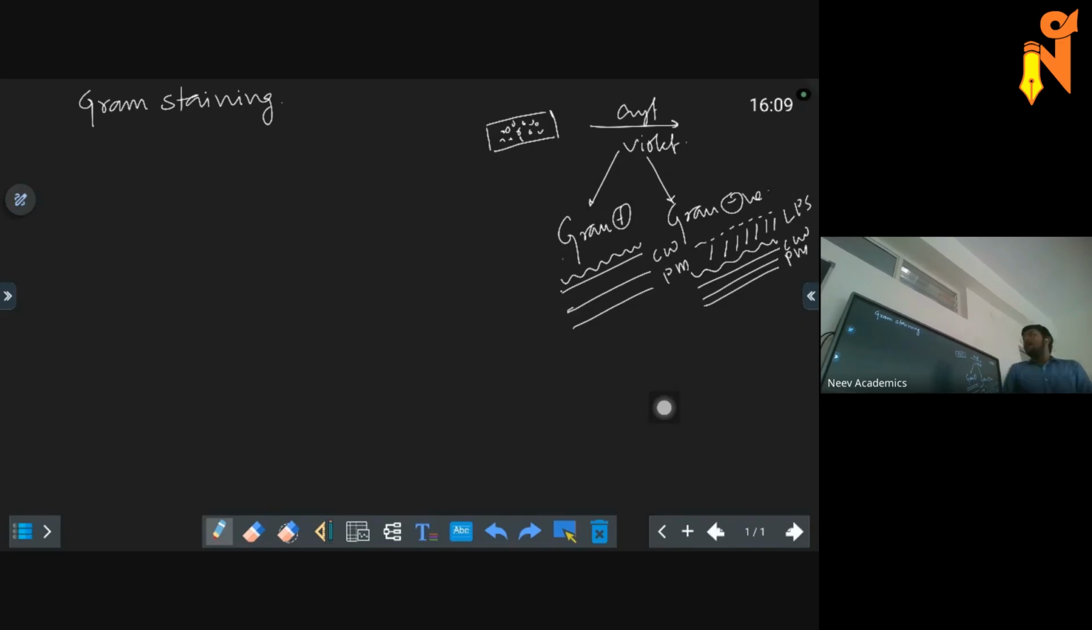Now, lipopolysaccharide, as it is a lipid layer, will be washed off due to alcohol. That we know. When it is washed off due to alcohol, this gram-negative bacteria loses the color. Why? Because when the stain was present, the stain only came till this lipopolysaccharide layer, not beyond that, because there is a thick lipopolysaccharide layer.